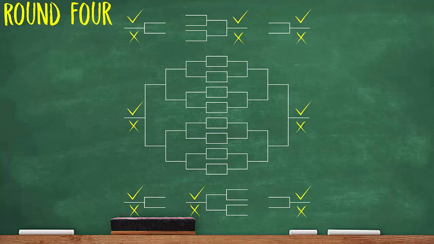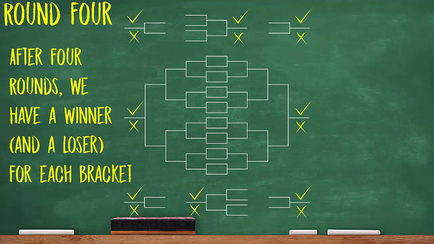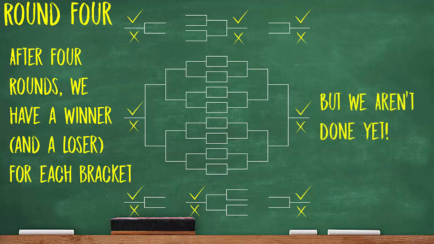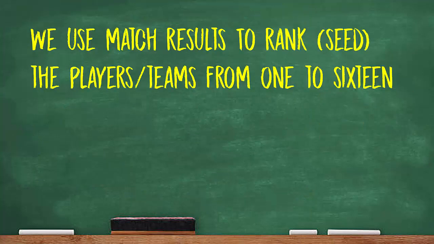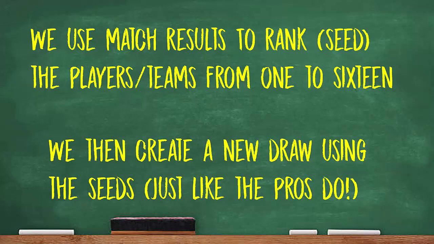So, after 4 rounds, we have a winning player or team for each bracket, as well as a losing player or team. But wait, we aren't done yet. We actually use the match results from the first 4 rounds to rank or seed the players or teams from 1 to 16. And this approach also works if we have an 8-player or team draw or a 32-player or team draw. Now, once we have seeded the players, we then create a new draw called the final draw using the seeds just like they do in the pros.